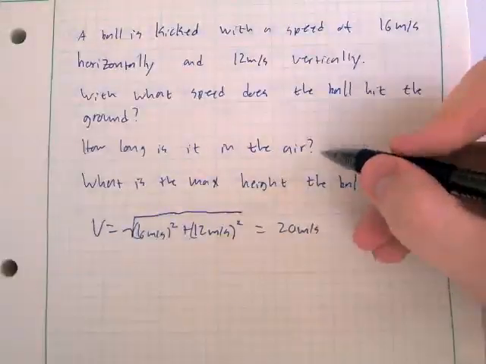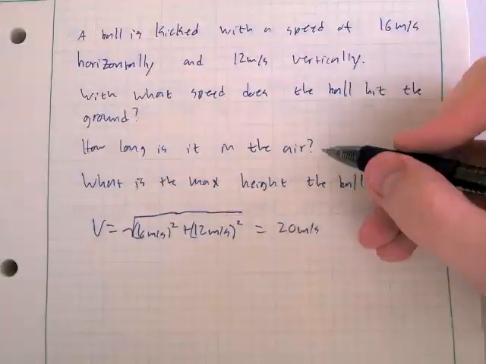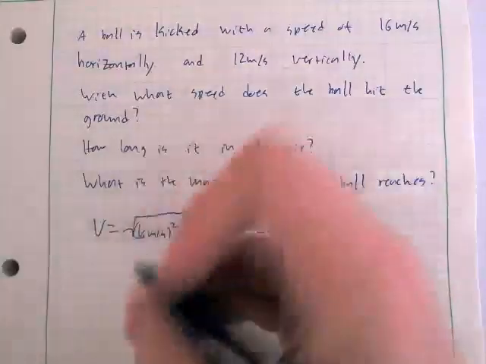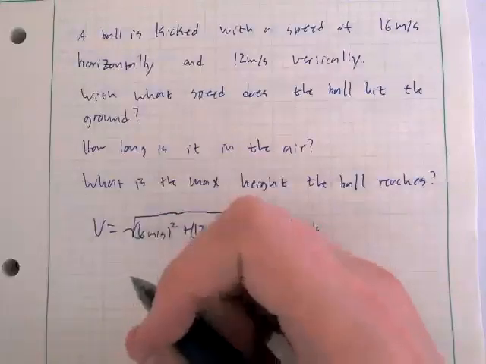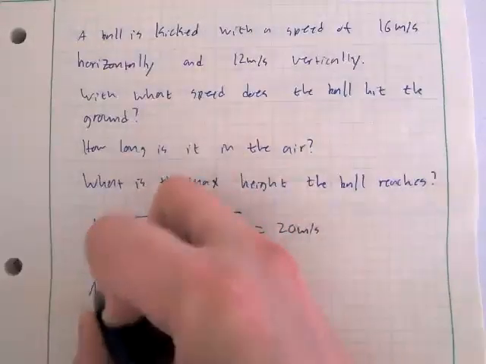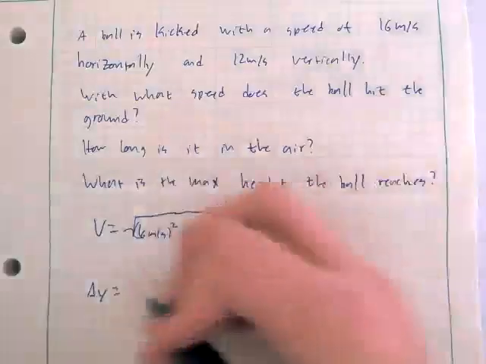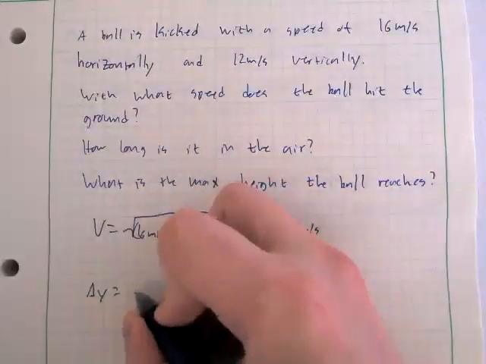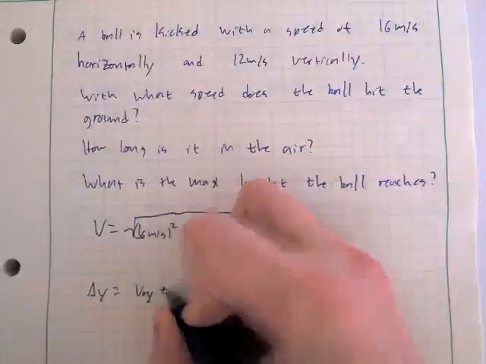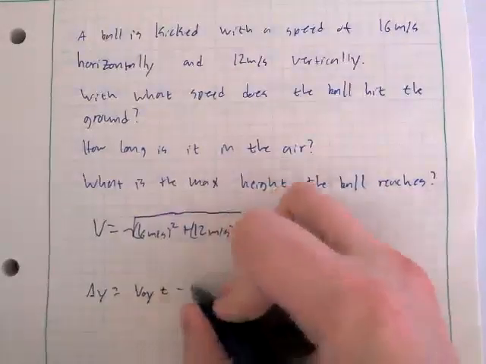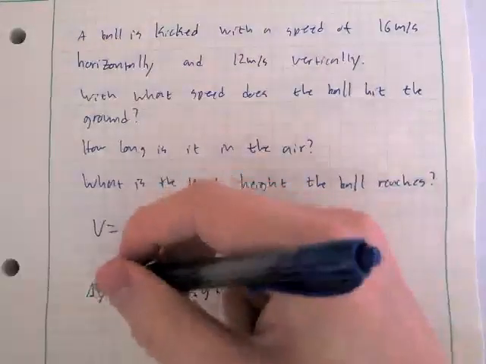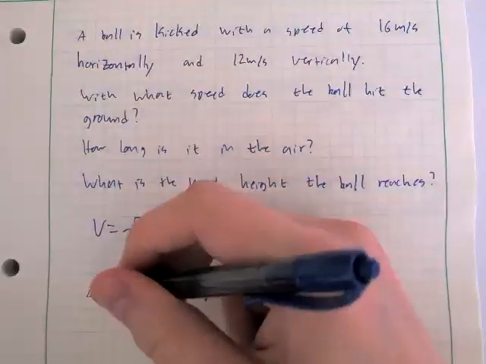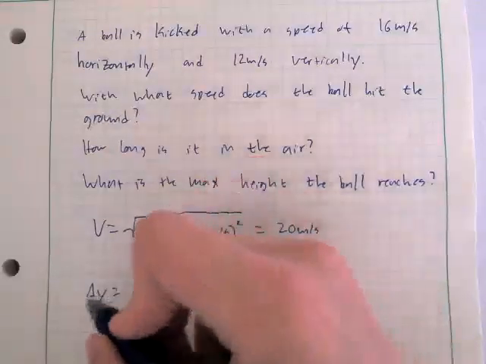So the next thing that we do want to know is how long was it in the air? So let's figure out exactly how we can go about doing this one. What do we know? We have our delta y equation that we can use for this one. We can say delta y equals v naught y times t minus 1/2 g t squared. In this case, this will work, right? What is our delta y in this case? Our change in position in the y direction must be 0, right? It must actually be equal to 0.